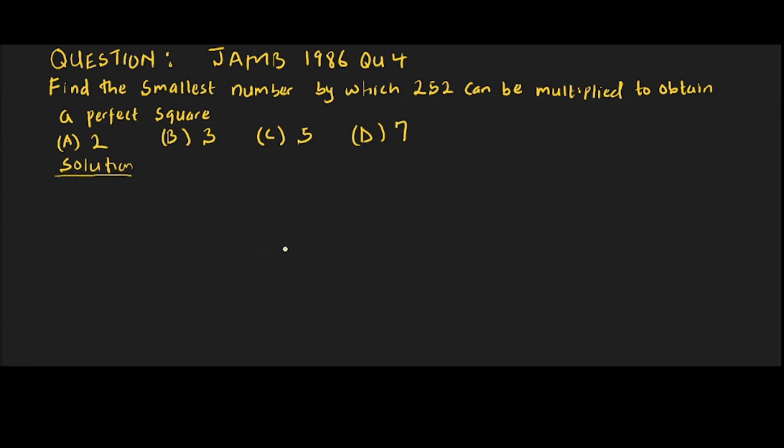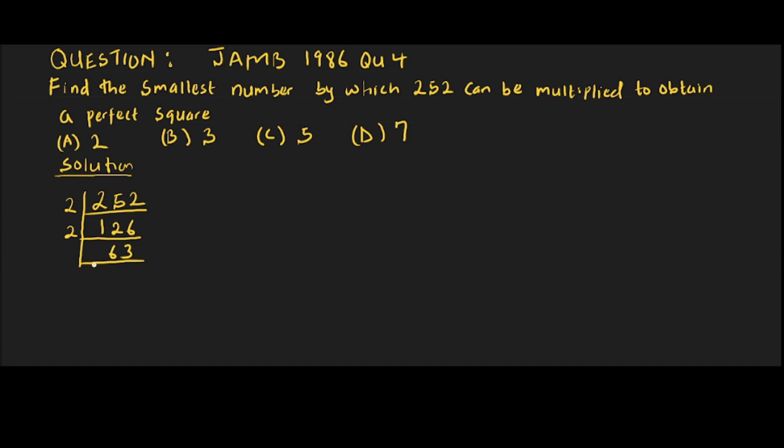Here, the question asks us to find the smallest number that can be multiplied with 252 that will yield a perfect square. Now, to solve that, this is what we do. Firstly, express 252 as a product of prime factors. Here we have 2, then we have 126, 2 again. Here we have 6, 3.